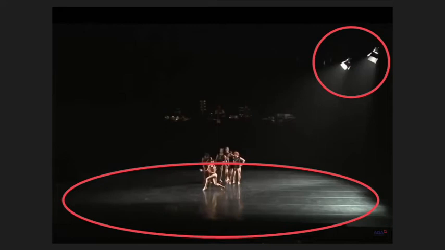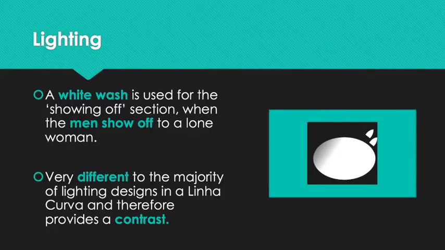You have 3 minutes. In section 3, there are 2 lights stage left which create a whitewash on the stage. This is very different to the majority of the lighting designs in the Linha Curva and therefore provides a contrast. The lighting in the other sections that we have looked at follow a coloured grid creating a checkerboard effect on the floor of the stage.